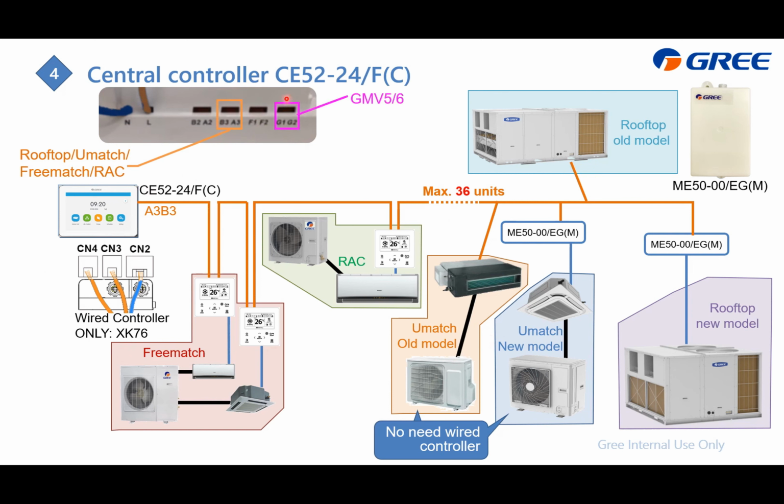And this G1, G2 is for the GMV. We support GMV5, GMV6, GMV Mini, and GMV Slim. And this F1, F2 is for the fire alarm signal. Once we see the fire alarm, this central controller will stop all the online units.